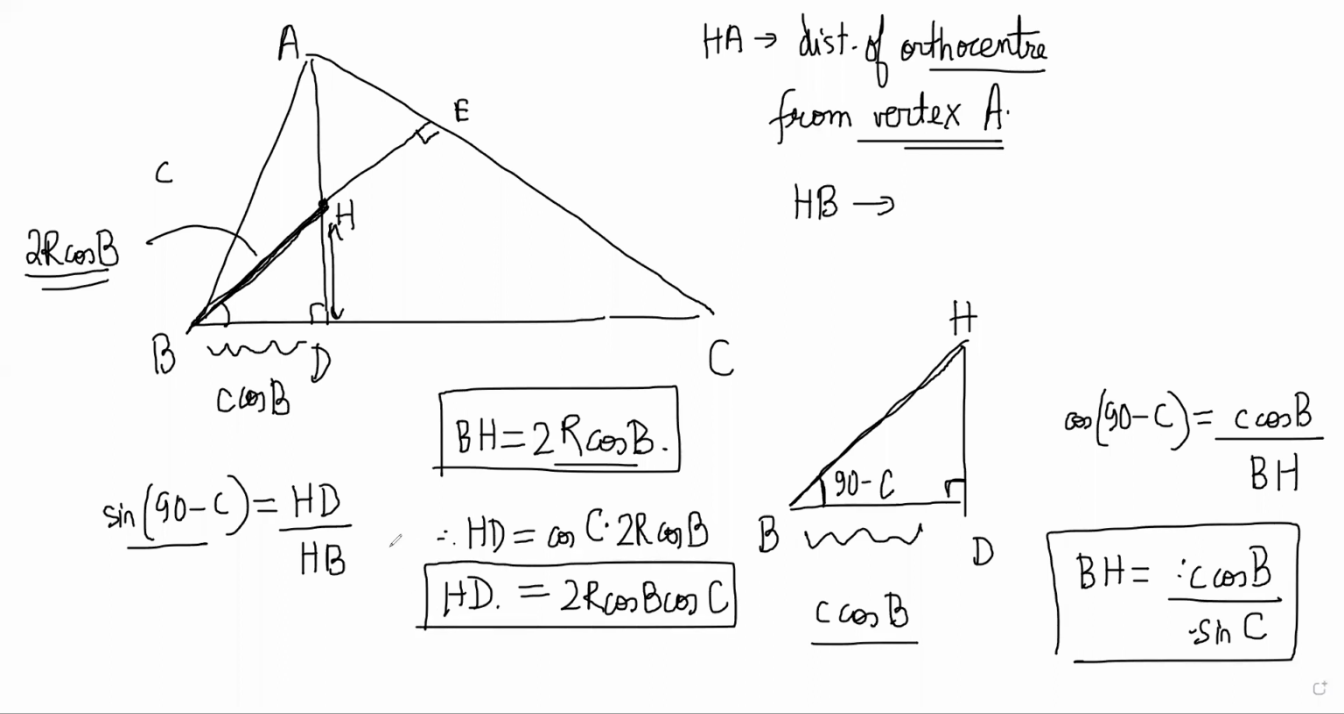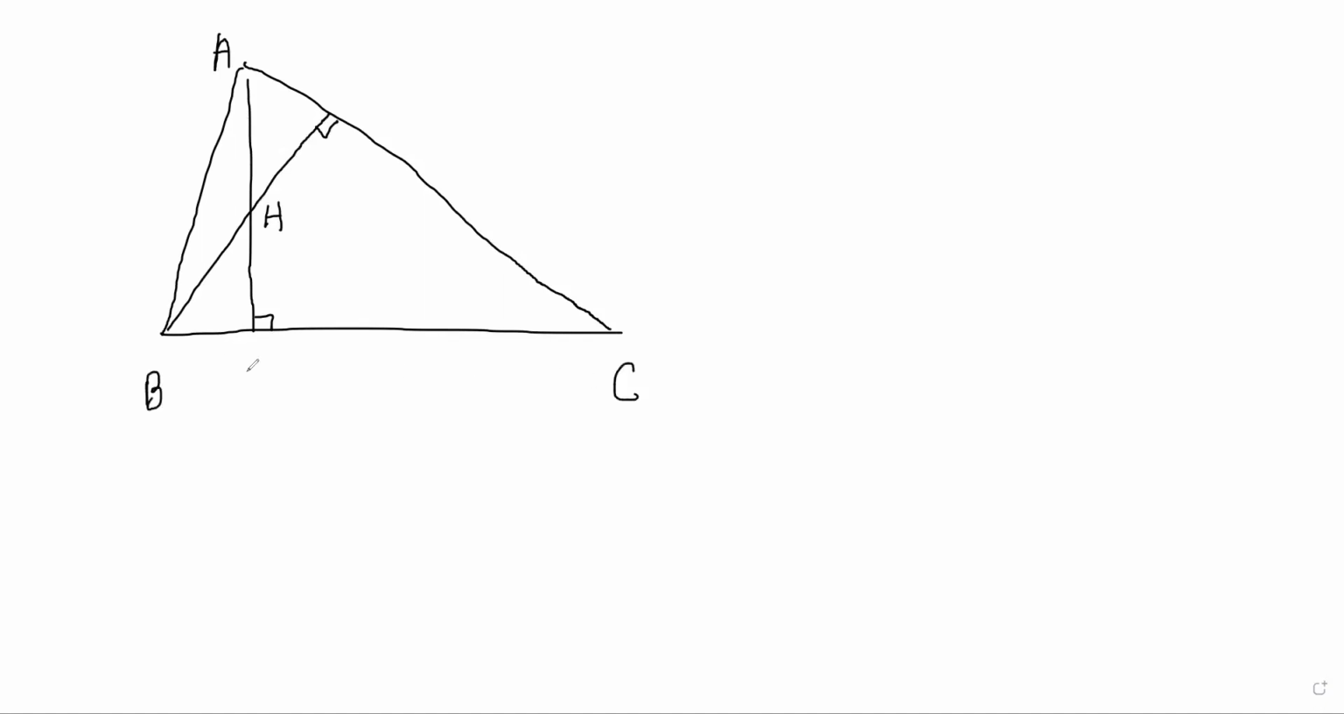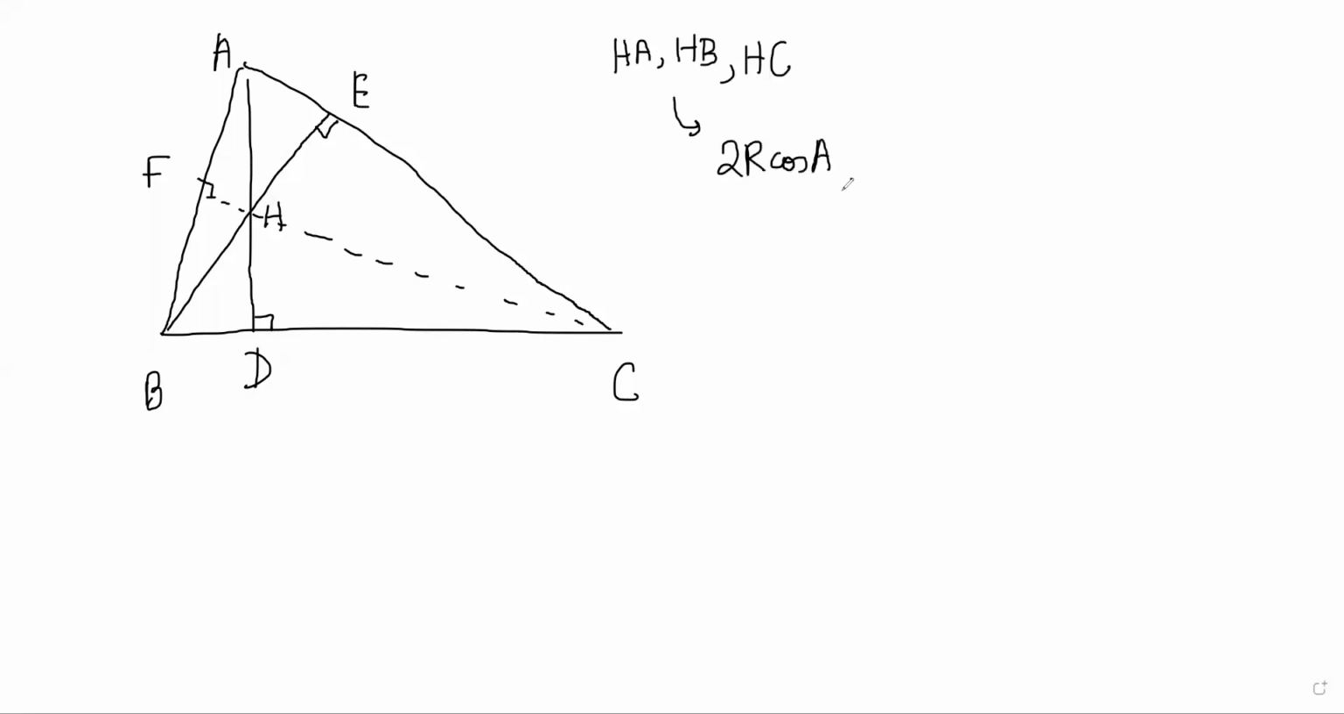Correct? So basically what we have found out right now is if I draw an orthocenter in a triangle, I know the distance of the orthocenter from the vertices, and I know the distance of the orthocenter from the sides also. So let's say this is my orthocenter, this is 90, 90, this is H. I know A, B, C, and D, E, and one more F here. I can tell you what is HA, HB, HC, which is the distance of the orthocenter from the vertices, and that will always be 2R cos A, 2R cos B, 2R cos C, right?